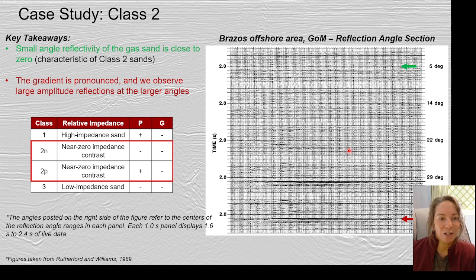And so the key characteristic you'll see here, we've got a few areas pointed out right here with green, and they're kind of showing them stacked on top of each other more, is that you'll notice that the small angle reflectivity is very close to 0. And so that's one of those defining things with class 2 sands: at 0 offset, or vertical offset, you don't see much of a signal at all, and rather you see it change as you move out. And so you can notice that gradient, the gradient of change in the amplitude, increases as we move out.